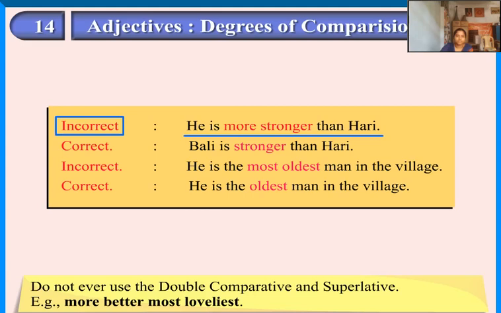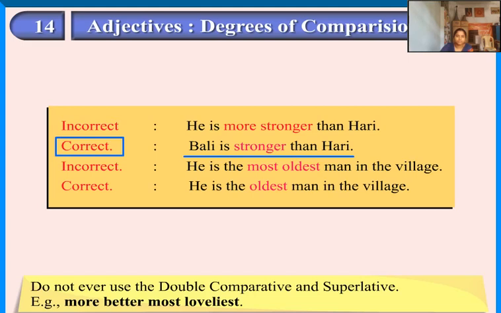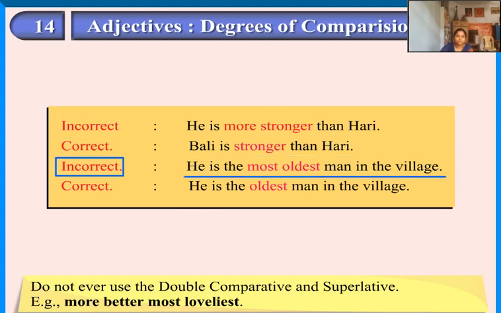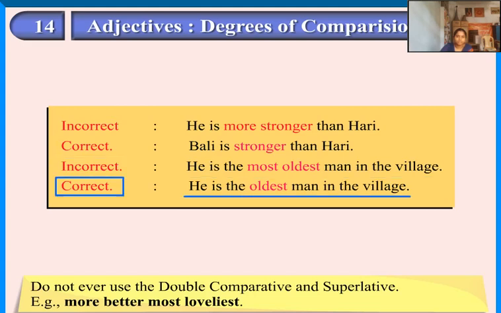Incorrect. He is more stronger than Hari. Correct. Bali is stronger than Hari. Incorrect. He is the most oldest man in the village. Correct. He is the oldest man in the village.